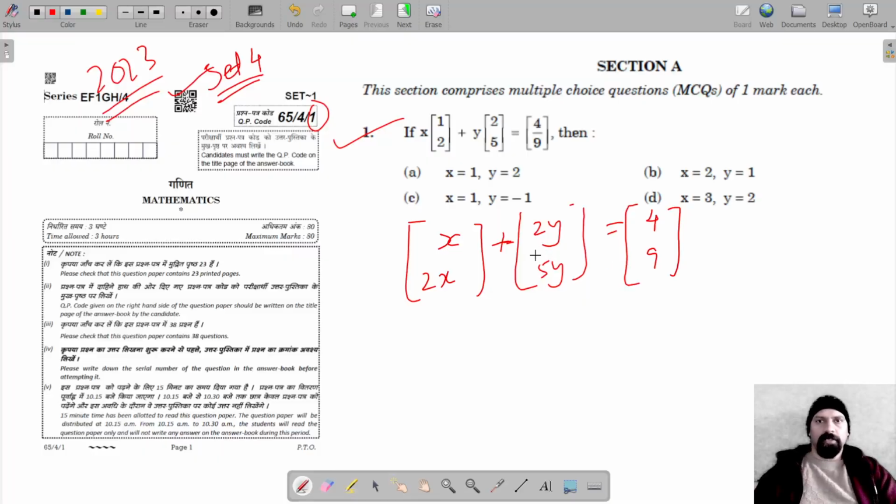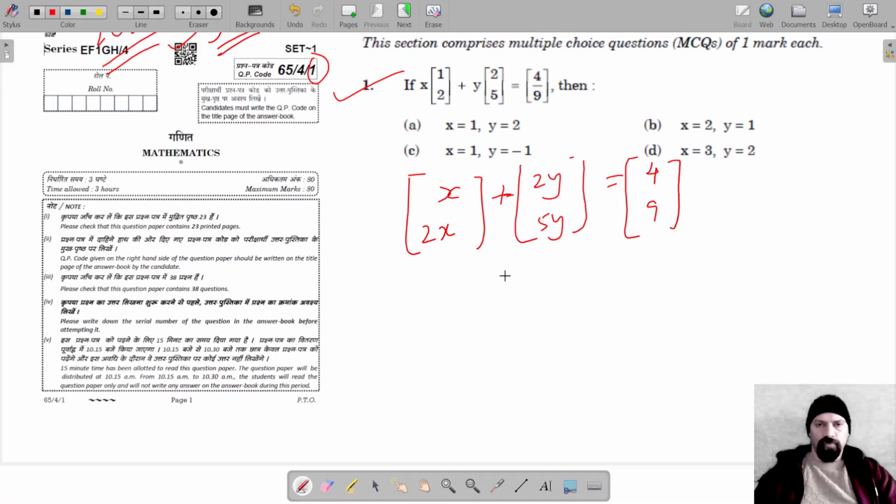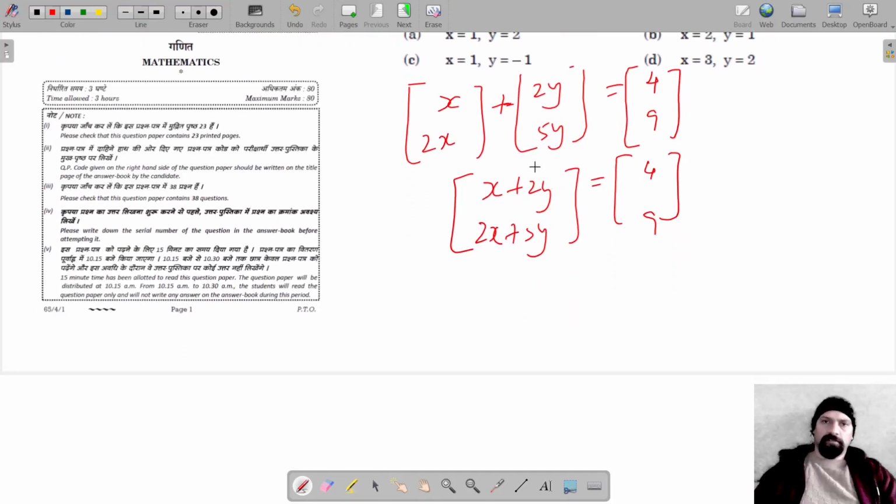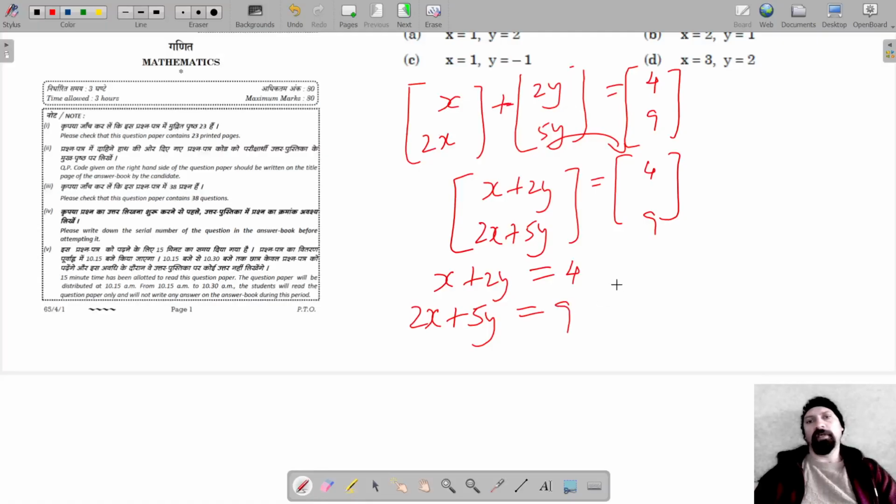Now x plus 2y is, this is x plus 2y, and this is 2x plus 5y in the matrix. If we add them, which gives us 4 by 9. So these matrices are equal. That means their corresponding elements are also equal. So we have the equation x plus 2y is equal to 4 and 2x plus 5y is equal to 9.